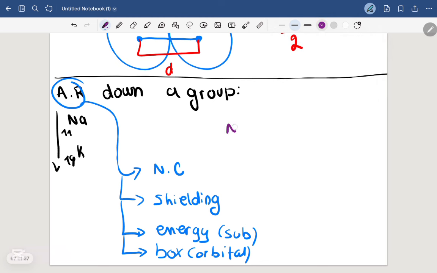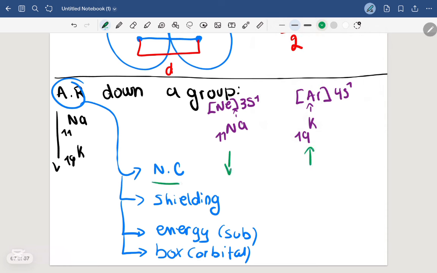Now, regarding Na11 and K19, let's write first of all their configuration. This is going to be neon 3s1, and this is argon 4s1. Now, what can we say first of all regarding the nuclear charge? The nuclear charge of sodium is less than that of potassium. Second of all, the shielding, we'll look at the core electrons. Which one has a greater core electron? Definitely potassium, so it has a greater shielding than that of sodium.